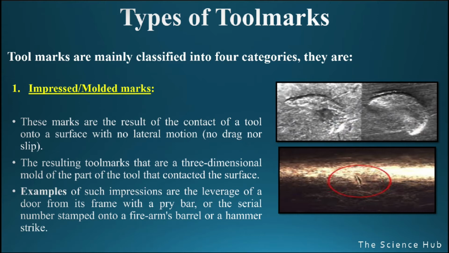First of all, impressed or molded marks. These marks are the result of a contact of a tool onto a surface with no lateral motion, that is no drag nor slip. The resulting tool marks are a 3-dimensional mold of the part of the tool that contacted the surface. For example, if you strike a hammer on a plain metal sheet with no motion, that is no drag nor slip, and take it back, then you can see a 3-dimensional mold on the metal sheet, and that leaves a mark of a hammer. That kind of a mark can be considered as impressed or molded marks.